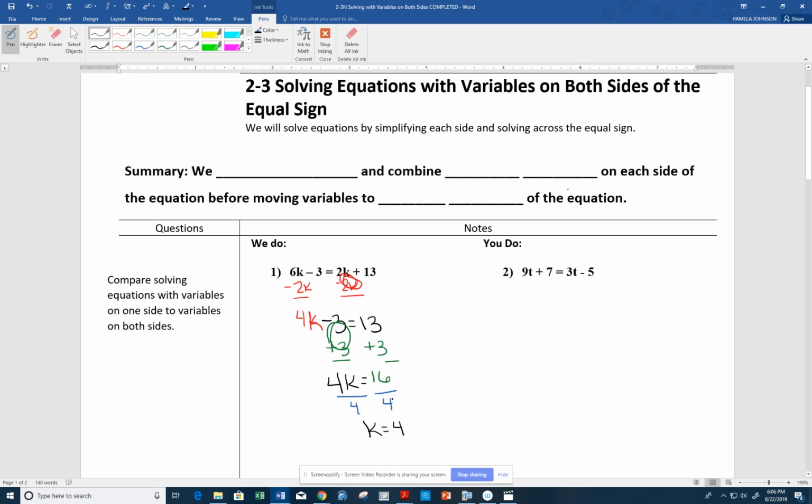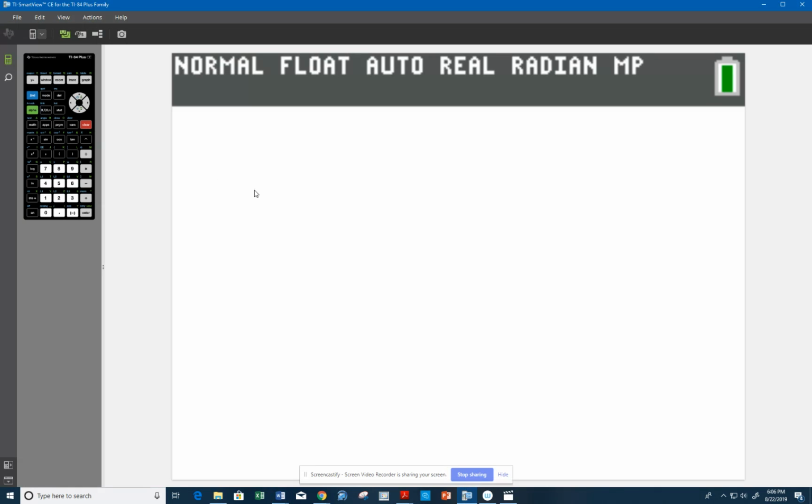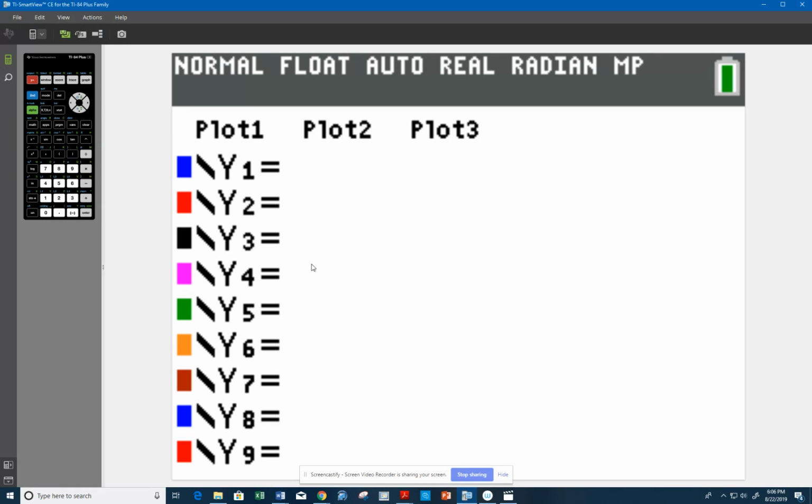Now, if you remember, we can check these in the calculator. The way we did this with our solving multi-step equations is on the calculator, go to y equals, and in y1, we're going to put our left side, which in this case is 6, we're going to use an x for k, and then minus 3. And in y2, we'll put the 2k, in this case 2x, plus 13. Remember, the calculator will only graph x and y. It will not graph other variables. So whatever the variable is on the paper, when we go to put it in the graphing calculator, we're going to mark it as an x.